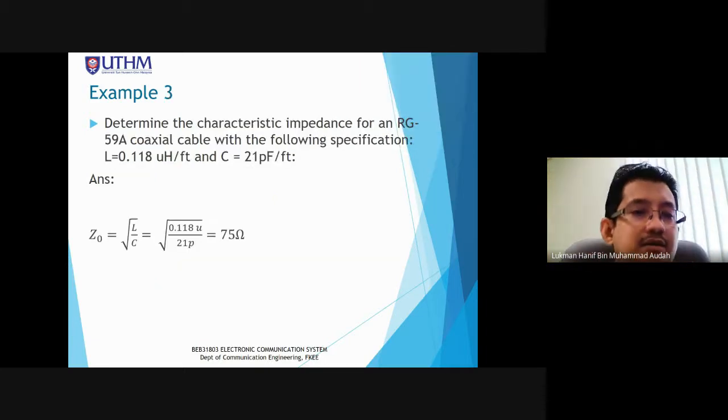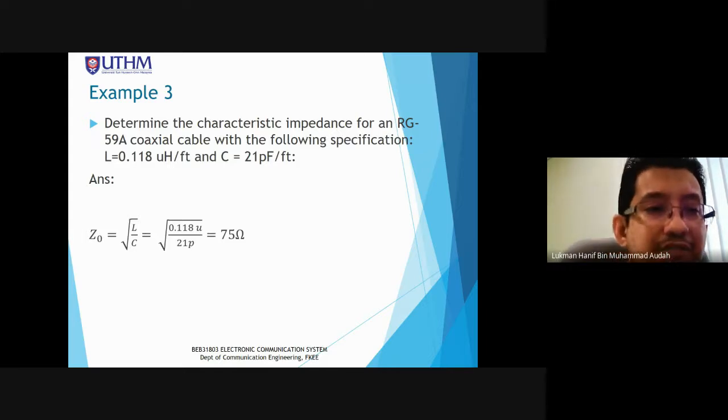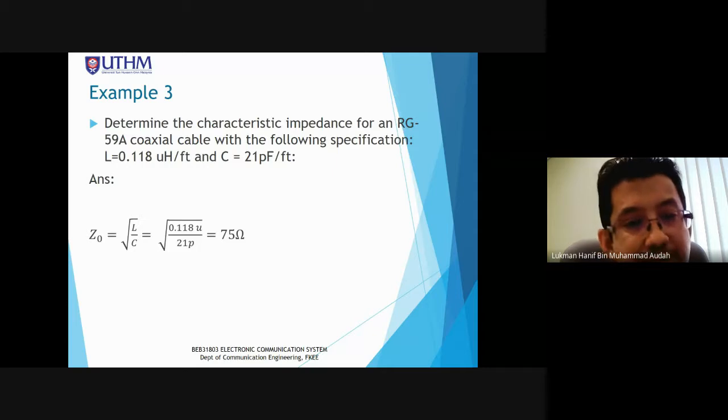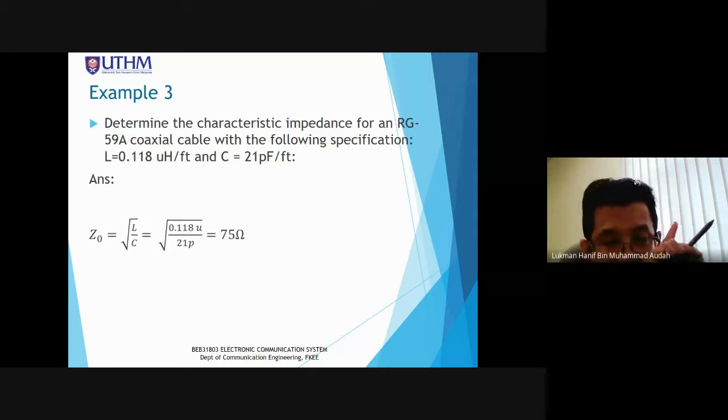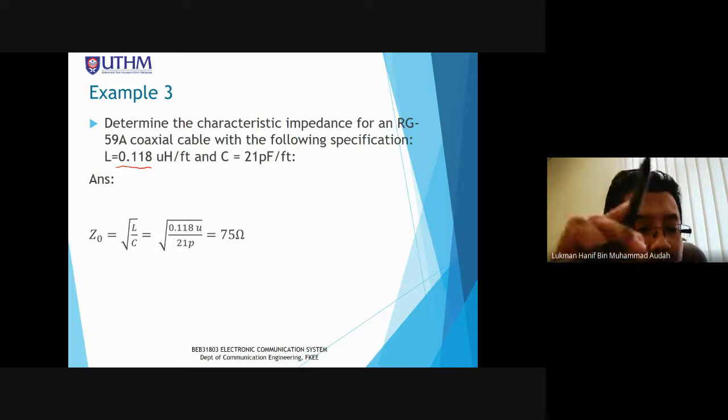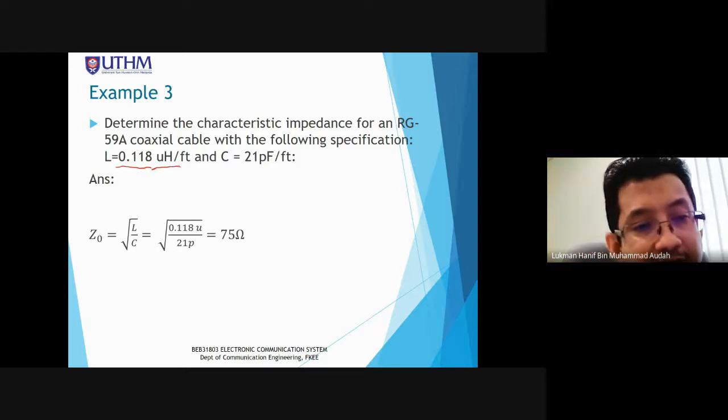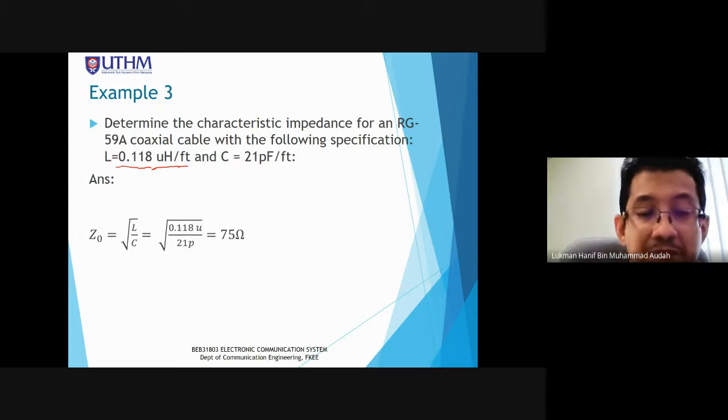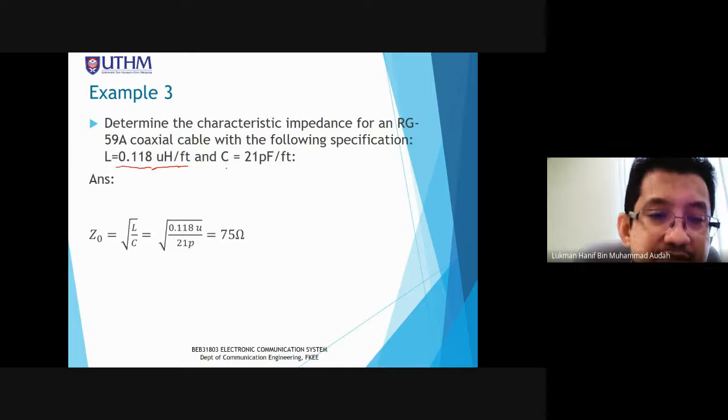Okay. And then what? Example 3. Example 3 for the determine the characteristic impedance menggunakan for the coaxial cable. Okay, RG59A with the following specifications. So now you are given in term of L and C parameter. L dan juga C parameter. So inductance diberikan dalam unit 0.118 microhenry per feet. Digunakan kaki pula di sini, dia tak gunakan per meter. So no problem, tak apa, jangan risau. And then the capacitance value is equal to 21 picofarad per feet.